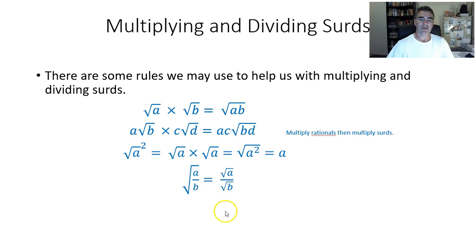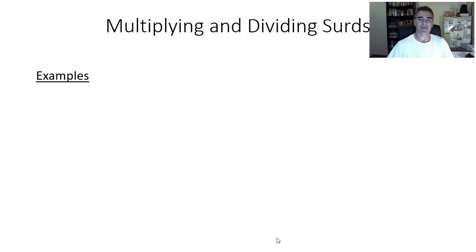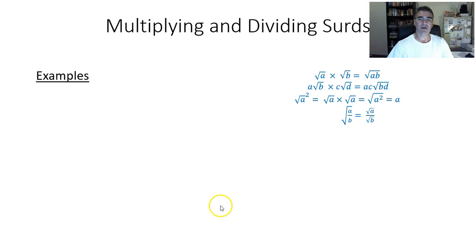And if we look at our division, the square root of A over B is the same as the square root of A over the square root of B, so dividing them that way. So those rules are going to make it easier for us when we're doing our multiplication and division. So let's have a look at some examples. Well, what I'll do first is I'll put those rules over here so that we can look at those at any stage.